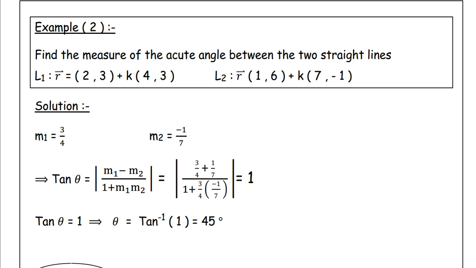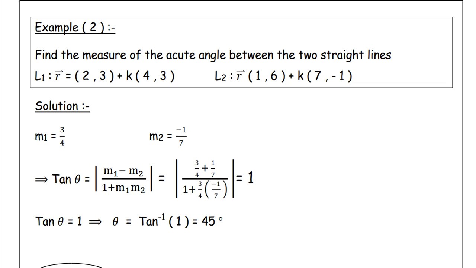So tan theta. What is tan theta? Tan theta is the absolute value of (m1 minus m2) over (1 plus m1 times m2). Okay, so by substituting, it is (3 over 4 plus 1 over 7) over (1 plus 3/4 times negative 1 over 7). So the answer is what? The answer is 1. So I have now tan theta. Tan theta equals 1.